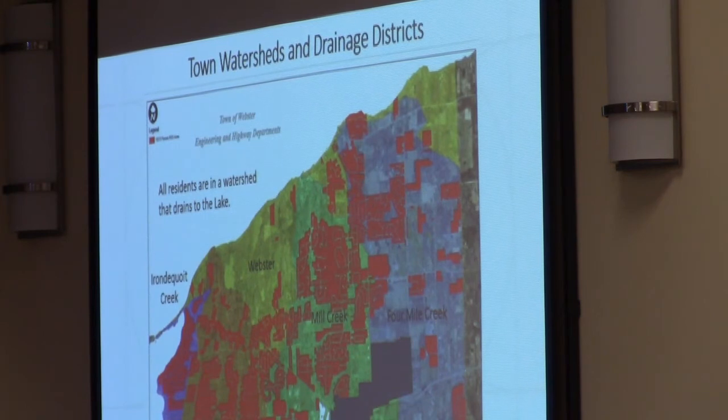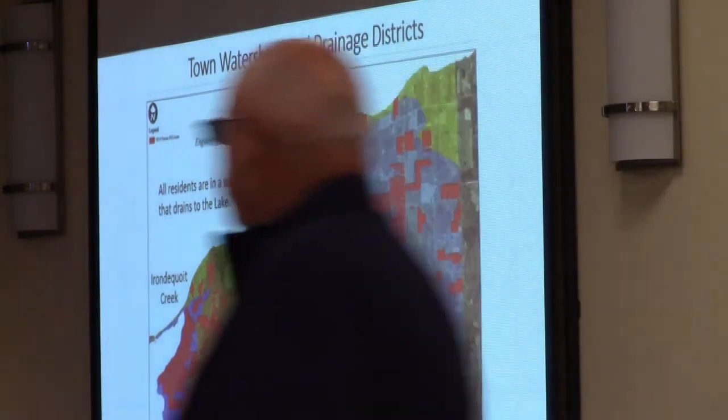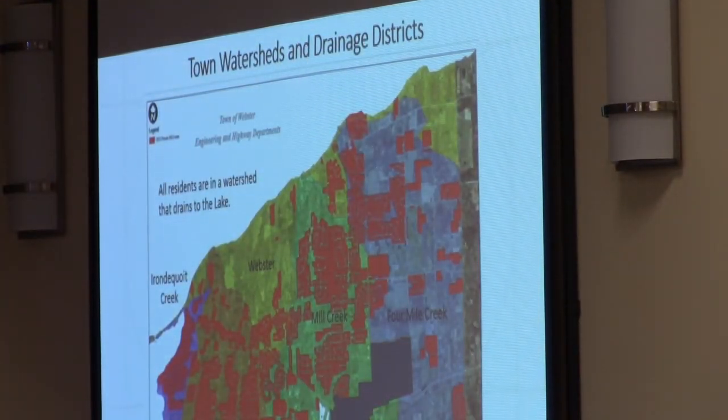A lot of the larger portions on here that don't look like they're within a drainage district, some of them are large parks, common land, things of that nature, not residential areas. There's a lot in there. So that's what this map is showing. The major watersheds are Four Mile Creek, Mill Creek, there's a Webster watershed, Shipbuilders Creek, and Irondequoit Creek on the west side of town. So all of those collect and drain to the lake. Each one of those areas, therefore everybody in them, needs the waterways to be maintained to make sure that they continue to drain to the lake and don't back up, flood, and cause damage to property. So that's what this map here shows.